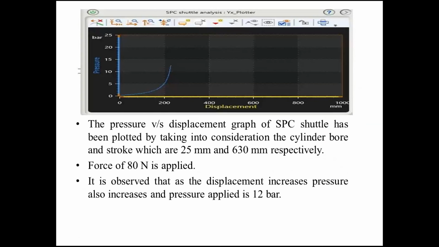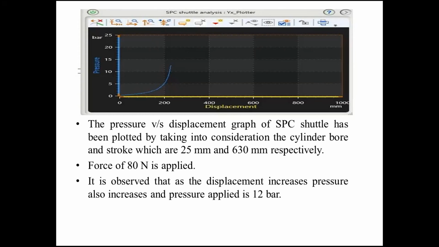This is the similar pressure versus displacement graph I obtained from Automation Studio, considering the cylinder bore, which is 25 mm, and the stroke, which is 630 mm. The force applied is the same as the input conveyor, 80 newtons. It is observed that as the displacement increases, pressure also increases, and we can see over here the pressure goes up to 12 bar. So the initial pressure we had considered for setting is 12 bar.